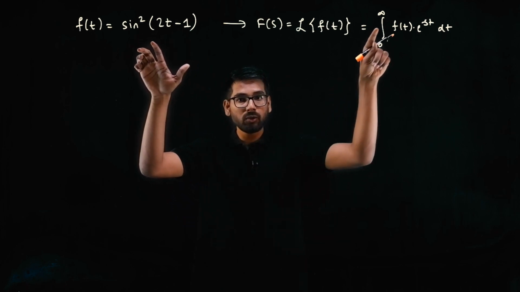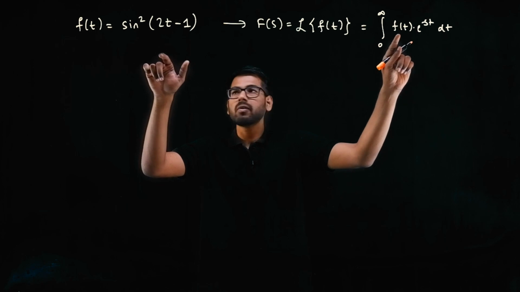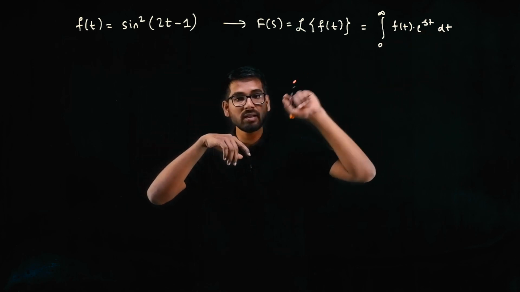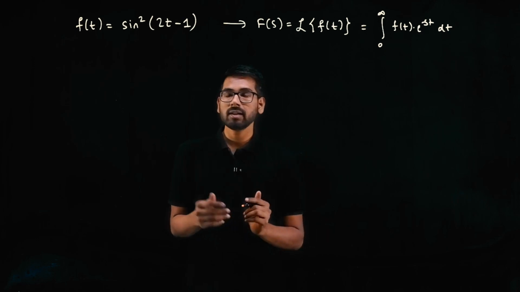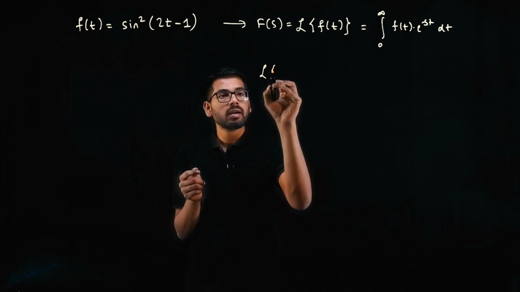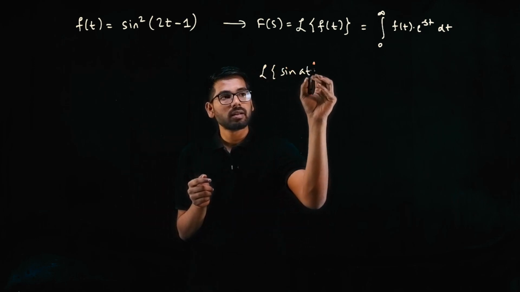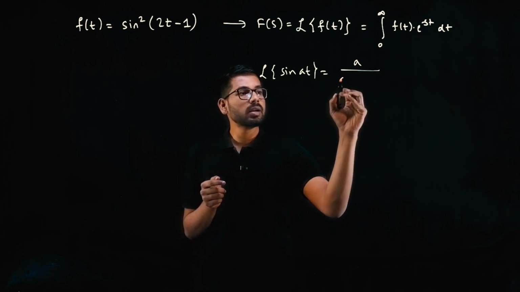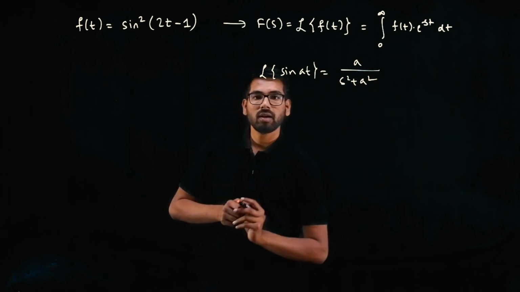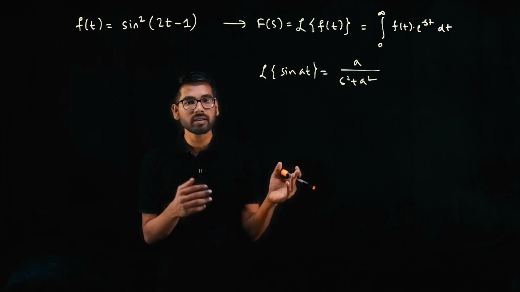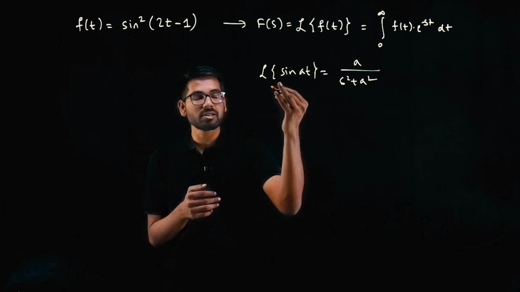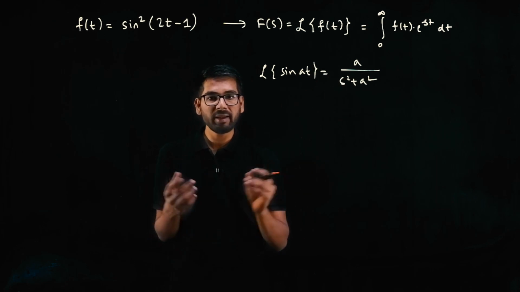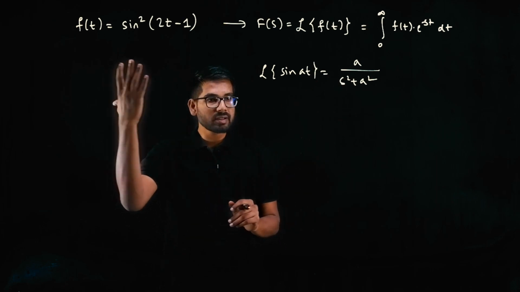If you had to do this in this way, in place of f of t you would substitute sine square of something times e power minus st dt. We don't need to do that actually, because we know directly the Laplace transform of sine at, which is a over s square plus a square. If we can use this already known Laplace transform of basic functions, that would be easy, right? But the given function is not directly in terms of sine.